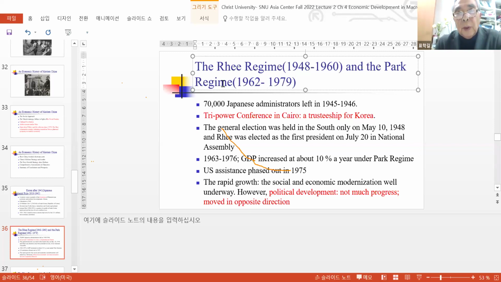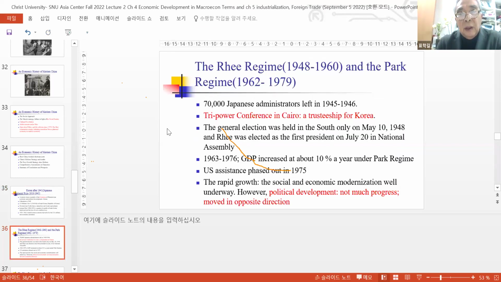So what was the consequence of liberation from Japan? About 70,000 Japanese administrators left in 1945, 1946. So that means there is a huge vacancy in administrative staffs. In other words, government function was almost stopped by the complete departure of Japanese administrators. After 36 years of colonial rule, Korea was in vacuum in terms of administration.